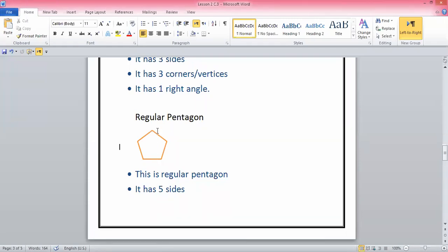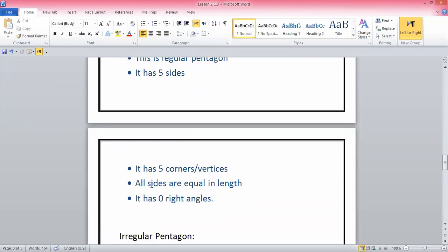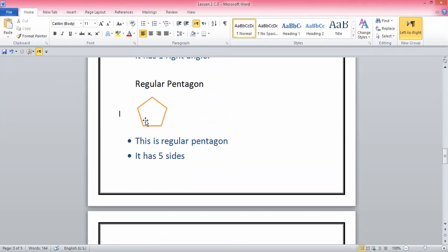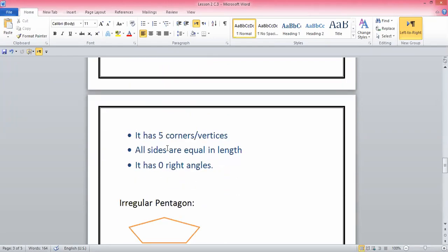A pentagon is a 2D shape which has 5 sides and 5 corners. So you can check the sides, 1, 2, 3, 4, 5. 5 sides and 5 corners, 1, 2, 3, 4, and 5. All sides are equal in length because it is regular, and it has 0 right angles. So you can see there is no right angle. This is inclined towards right, bent towards right. This is bent towards left. And this is also not a straight line, vertically straight. And so there is no right angle.